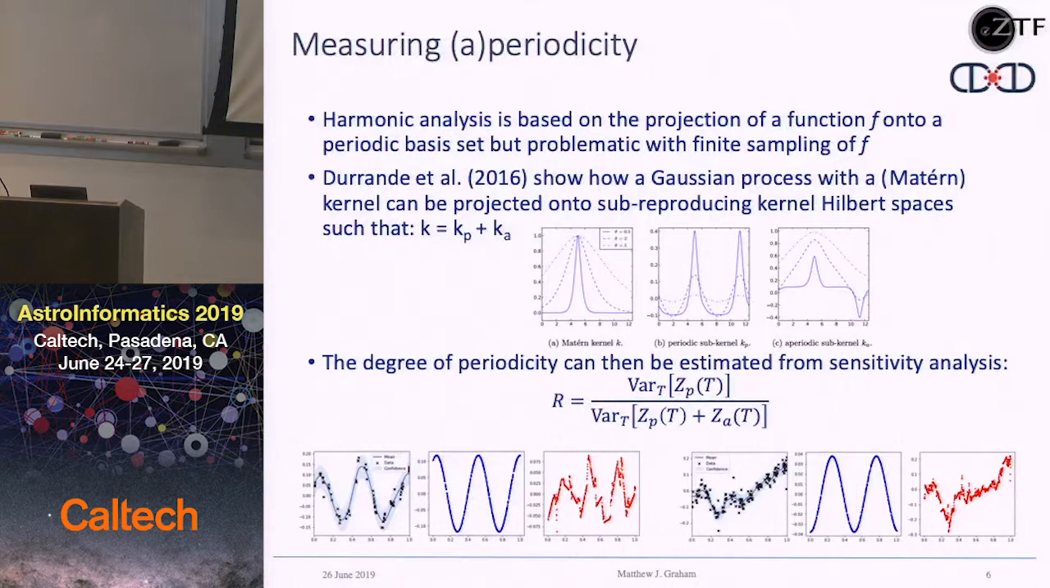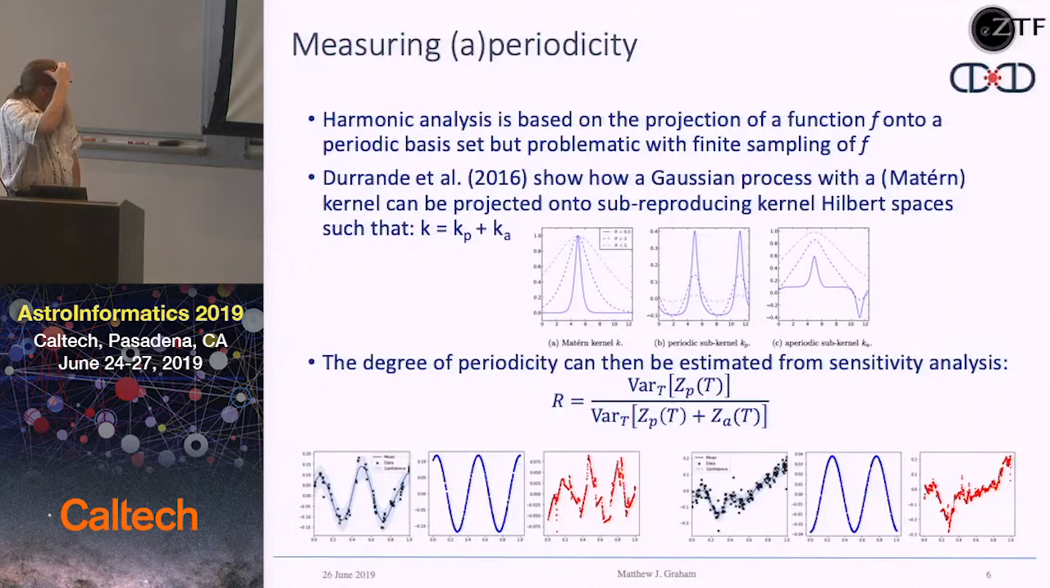So let's start by thinking about what we mean by aperiodicity. Can we actually quantify in a meaningful way the degree of periodicity or the degree of aperiodicity that we see in a particular source, which could be useful for some sort of characterization? If you do harmonic analysis, then what you're probably doing is projecting some sort of function onto a periodic basis, and that's fine if you've got an infinitely sampled function. If you think you've got a sine function or something similar, you can project it onto a Fourier series basis set or something like that. But it becomes problematic when we have finite sampling because the coefficients of that projection become very difficult to estimate.